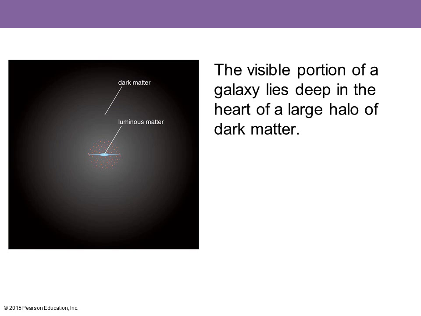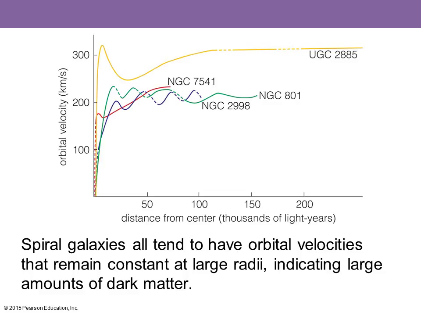Well, the visible portion of a galaxy lies deep in the heart of a large halo of dark matter. At least that's what we think. The spiral galaxies all tend to have orbital velocities that remain constant at large radii, indicating a large amount of dark matter. So as I mentioned before, somewhere around 50 to 100,000 light years out, that velocity remains fairly constant.